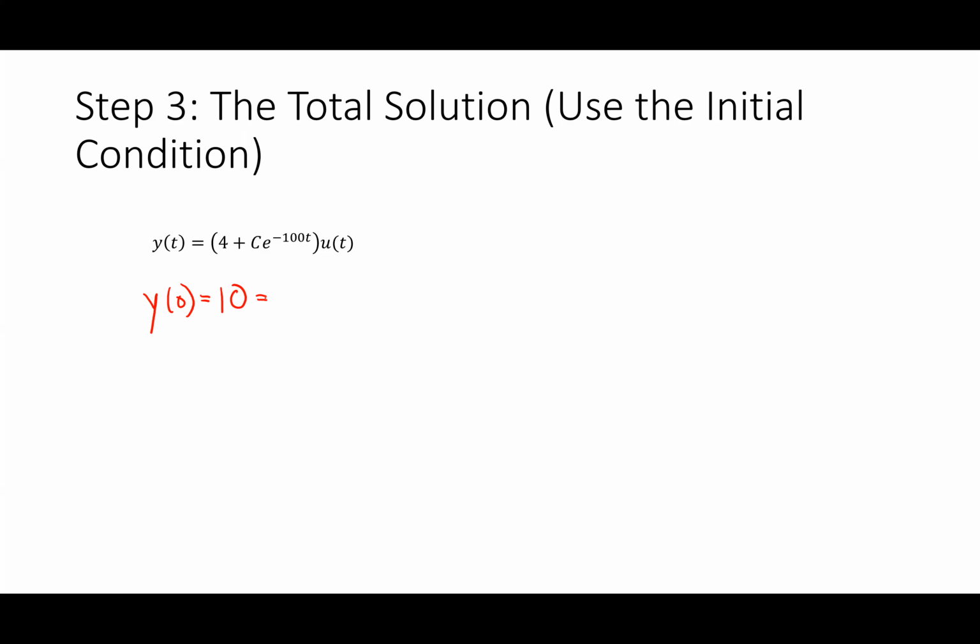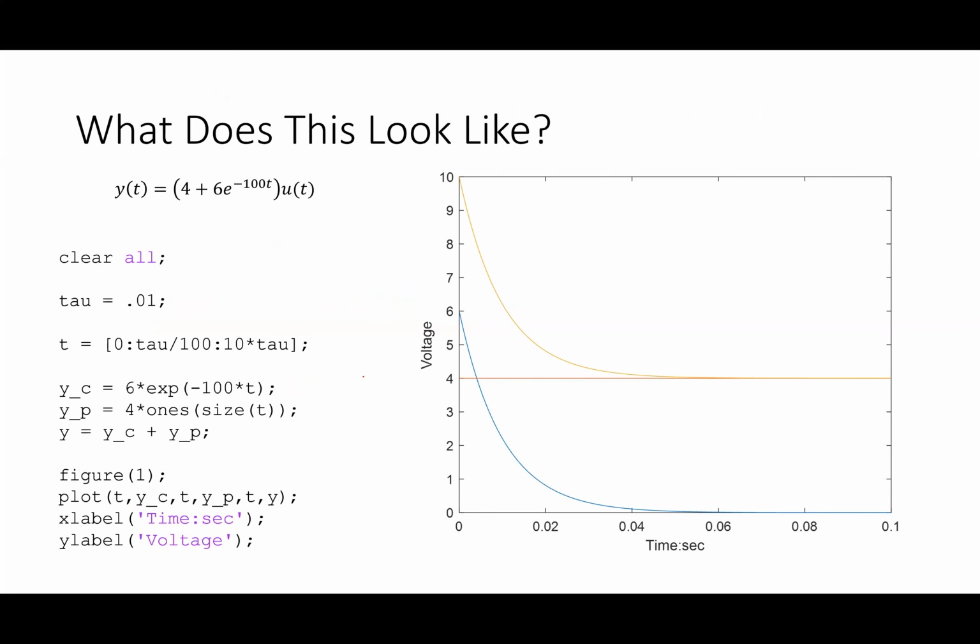Yeah, plug in 0 for t. So I have 4 plus c times e to the 0. Right? What's e to the 0 always? 1, right? So I get 4 plus c. So c is 6, right? So at the end of the day, I get this result right here.